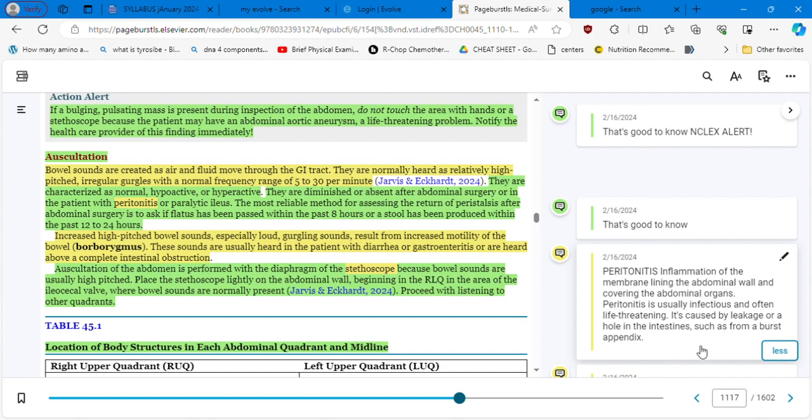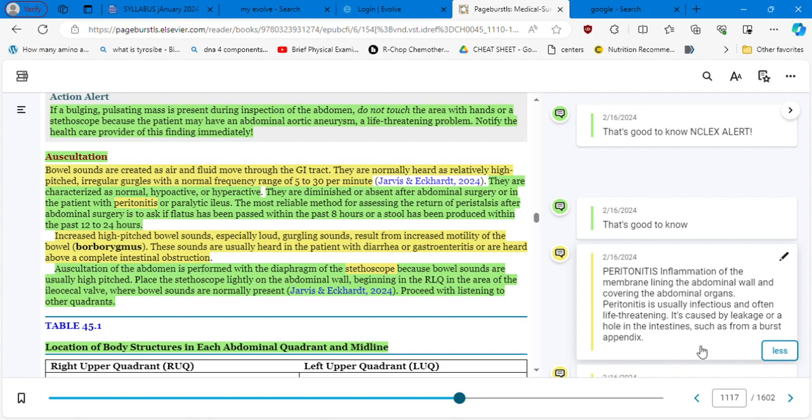no movement. The most reliable method for assessing the return of peristalsis after abdominal surgery is to ask if flatus has been passed within the past 8 hours or a stool has been produced within the past 12 to 24 hours. That's how you assess the return of peristalsis.